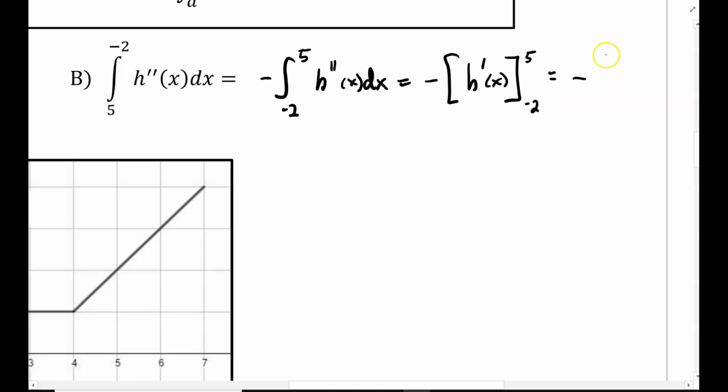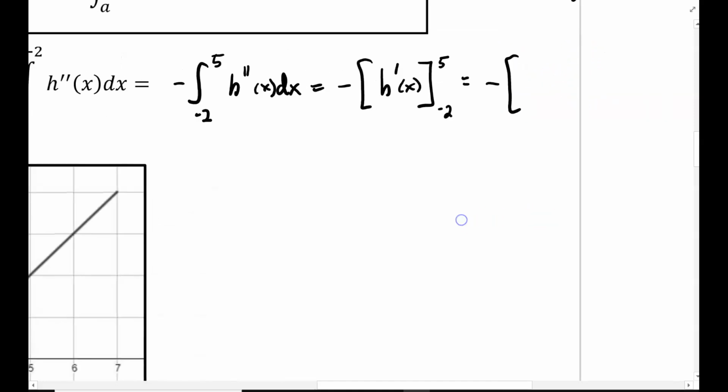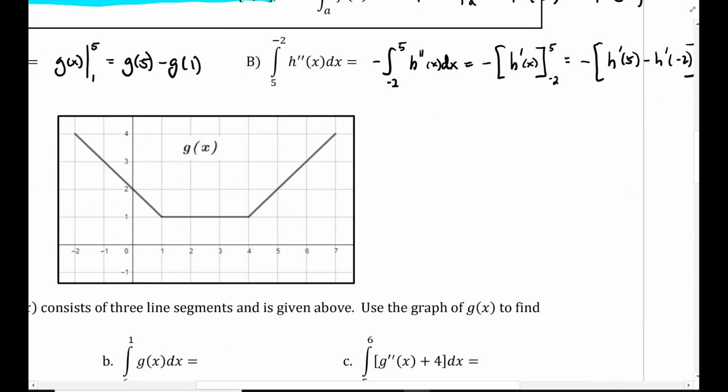Okay, so if I plug this in, this is negative. I'm just going to keep that constant on the outside, and I'm going to evaluate h prime at 5 minus h prime of negative 2. Okay, and that is the fundamental theorem of calculus. So let's go ahead and look at some applications.